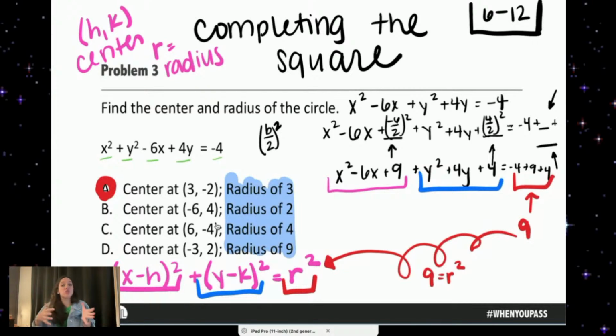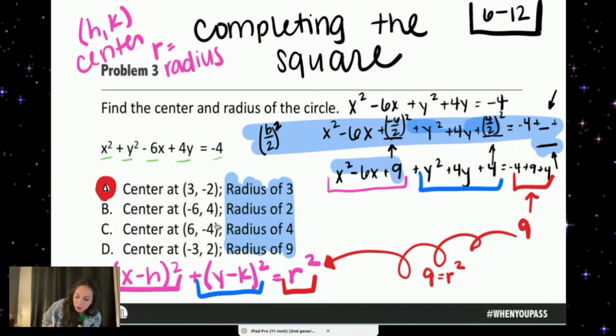Now, how do we finish this completing the square process? What if all of my answer choices said the radius was 3? Good question. Let's go ahead and finish this problem. By doing this whole process, what I was doing was creating perfect square trinomials, which means when I factor these, I'm going to get 2 binomials that are the exact same thing.